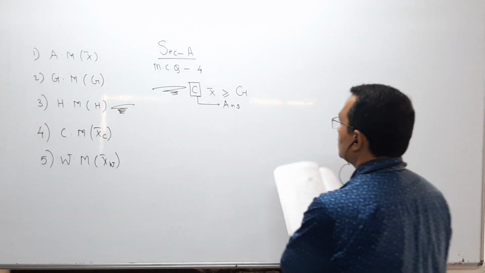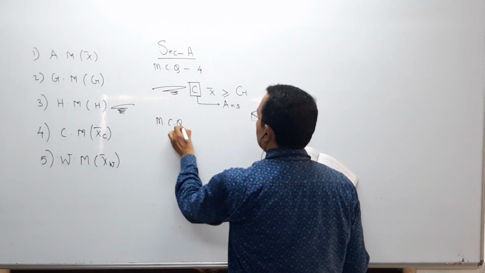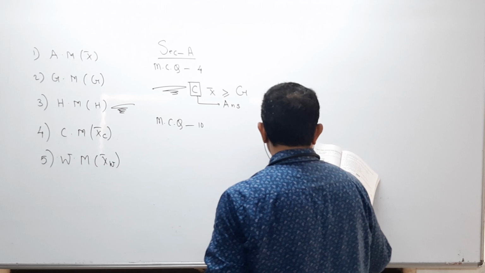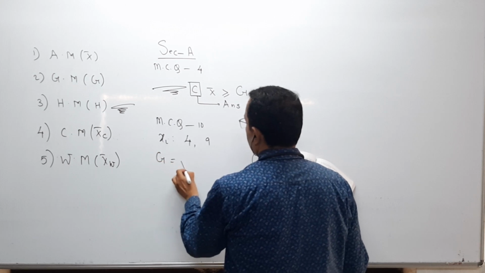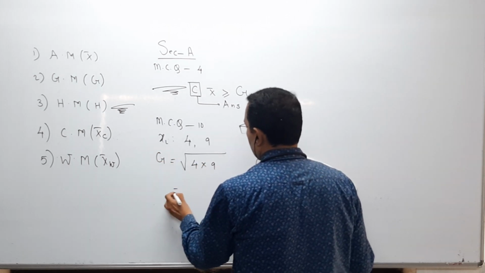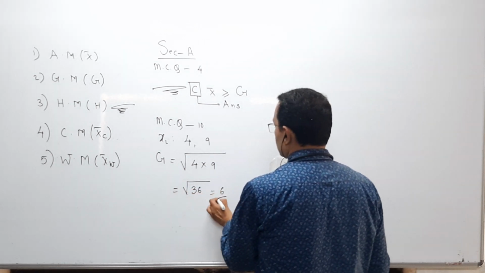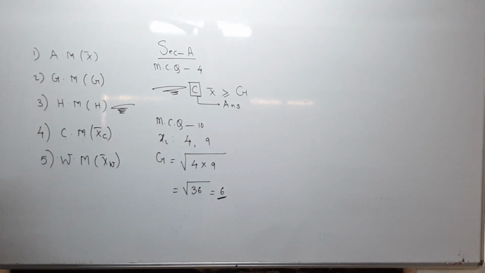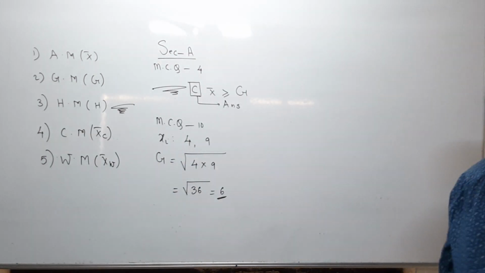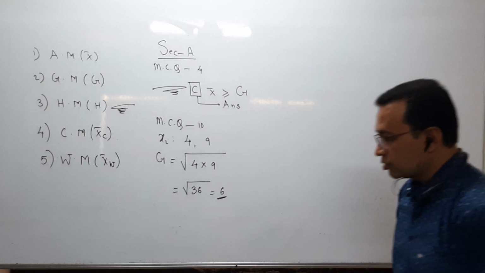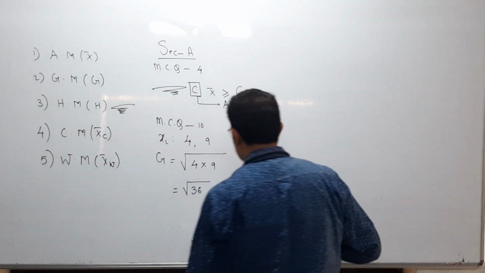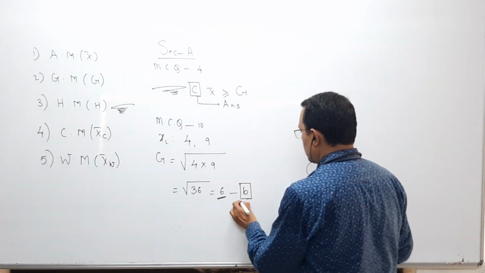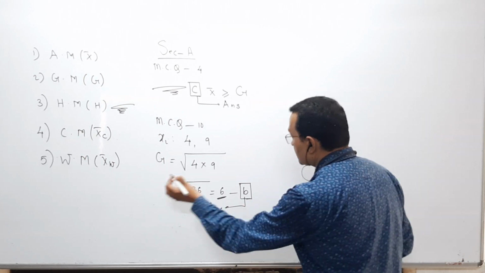Next is MCQ 10. What is geometric mean of observations 4 and 9? We are given two observations. Geometric mean will be square root of their product. 4 into 9, square root of 36 is 6. Square root of 36 is how much? 6. So, the correct option is, students, option B.